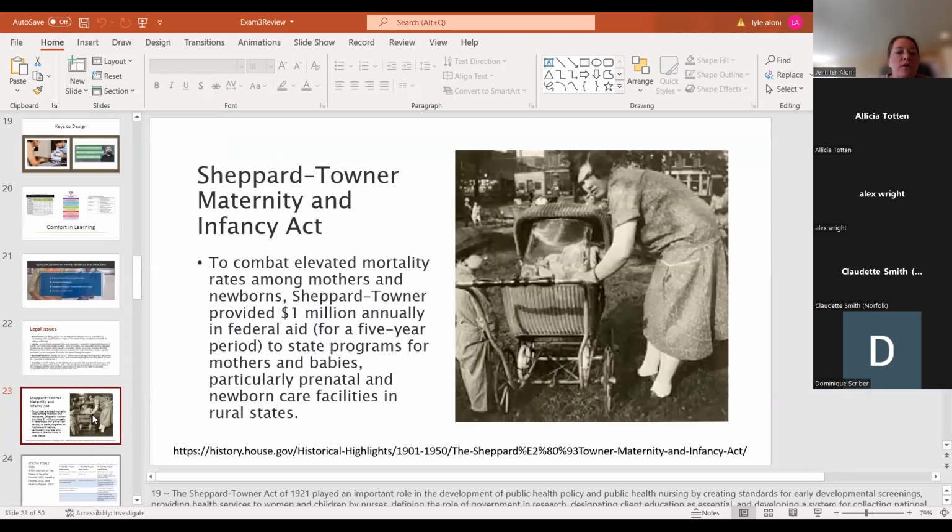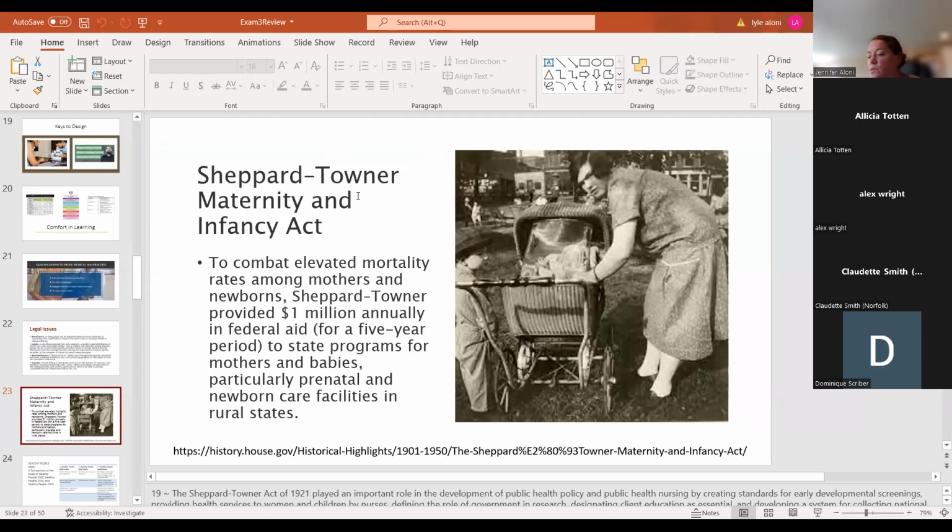Okay, our Sheppard-Towner Act, which I did not cover, and I know some of the professors did, but anyway, so we had this occur in 1921, and the reason for it was to help with public health and public health policies, with early developmental screenings, services to women and children by nurses, and making sure that we were able to have government in our education and collection of data.